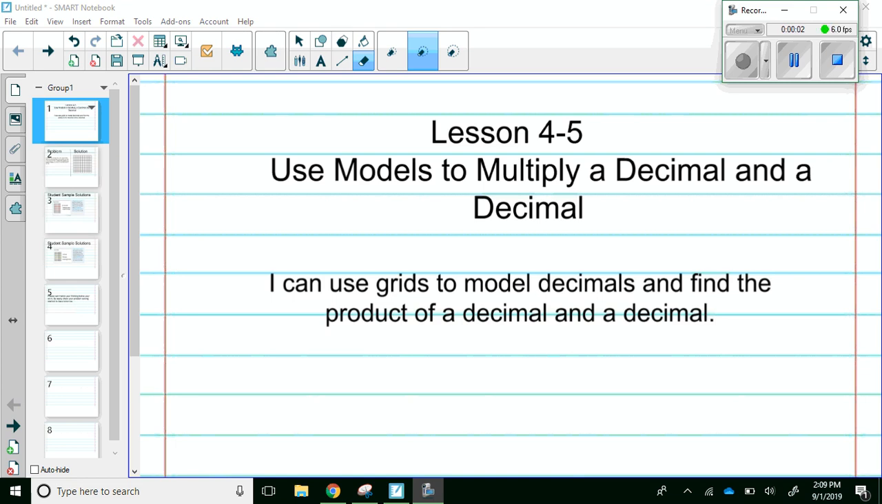Hello. Today's lesson is lesson 4-5, use models to multiply a decimal and a decimal. The I can statement is I can use grids to model decimals and find the product of a decimal and a decimal. Push pause right now to record the lesson number, title, and the I can statement in your math notebooks. When you're ready to resume the video, press play.